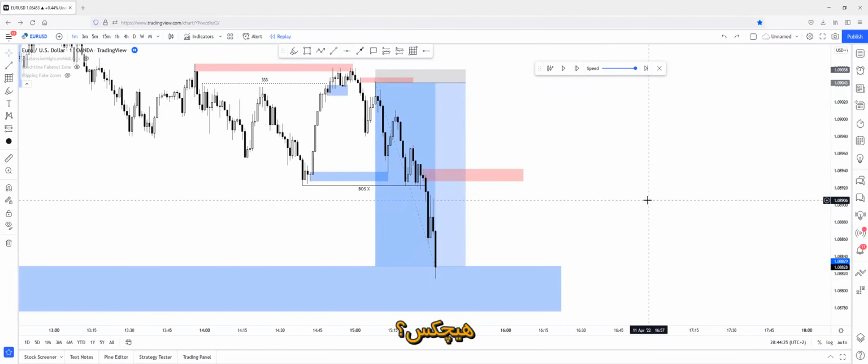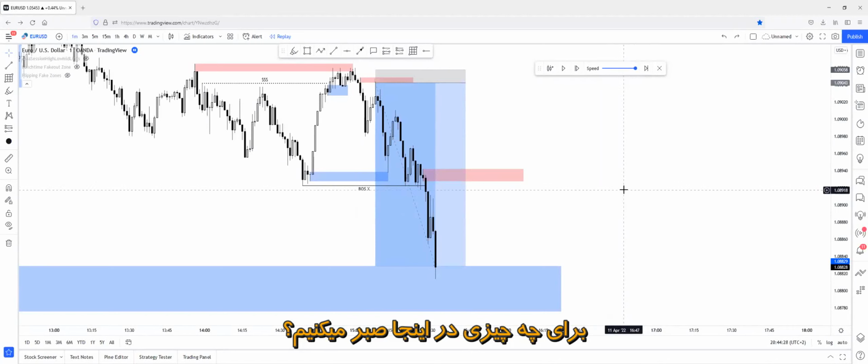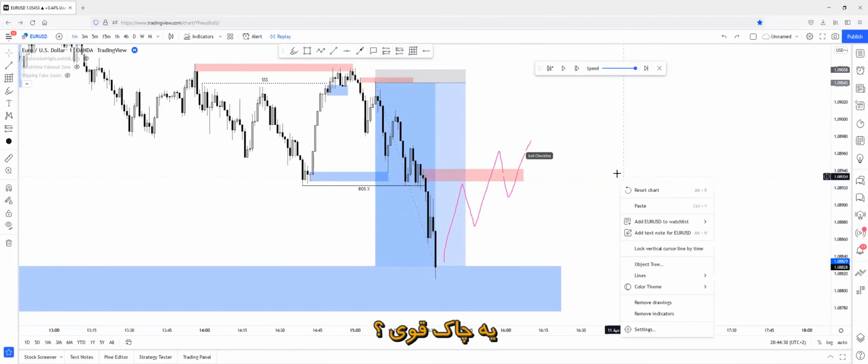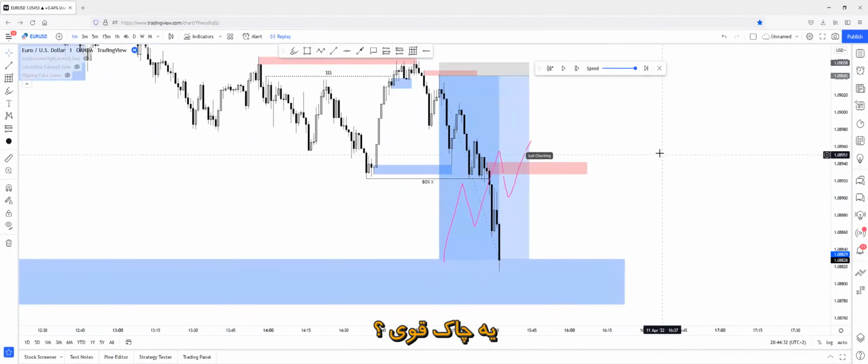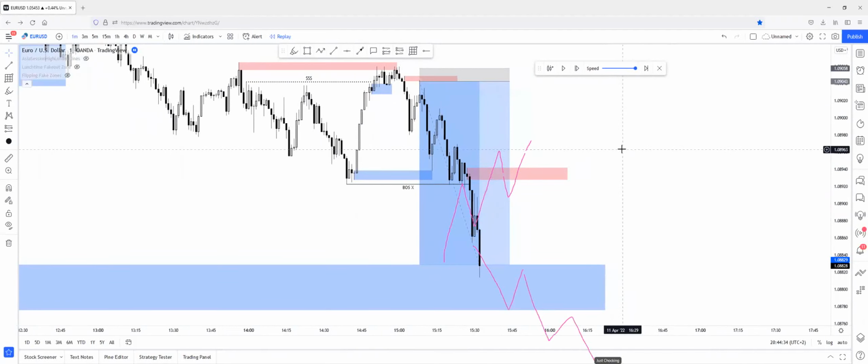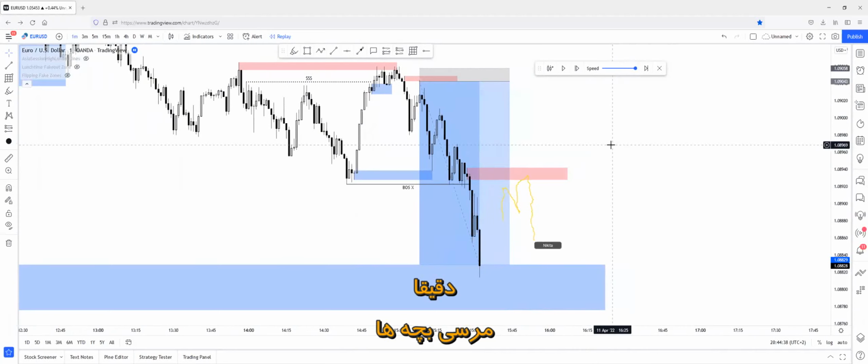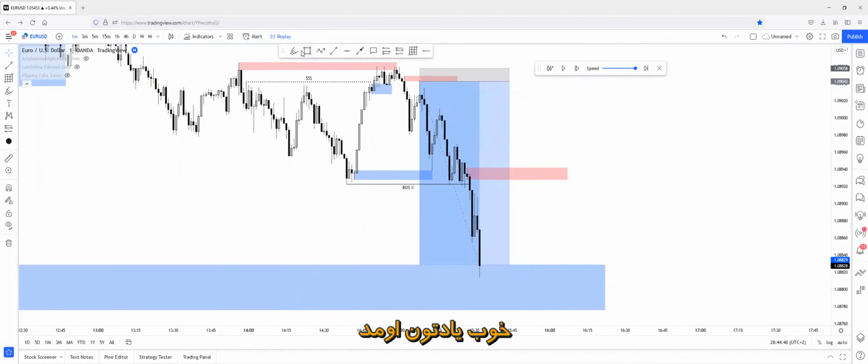Anyone? What are we waiting for right here? Bullish entry. Bullish confirmation. But who said the strong? Strong change of character. Exactly. Thank you, guys. You remembered it well.